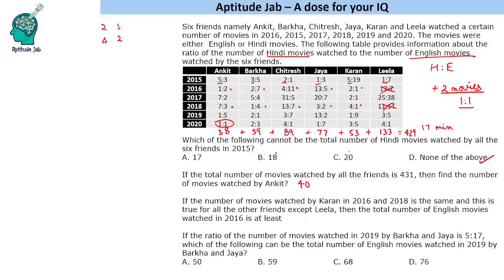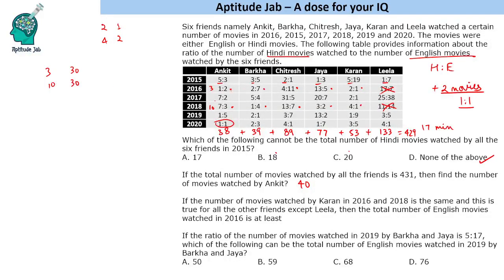It is asking for the English movies watched in 2016. Now if you see, this is 3 and 10. If you have to equate it, it should become 30 and 30. So you will multiply this by, if it is 3 and 10, we have to equate. So it should be 30 and 30.